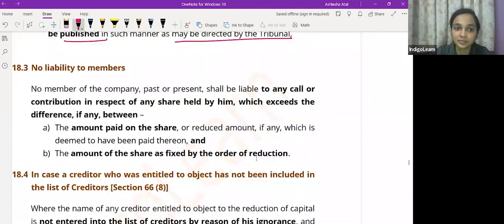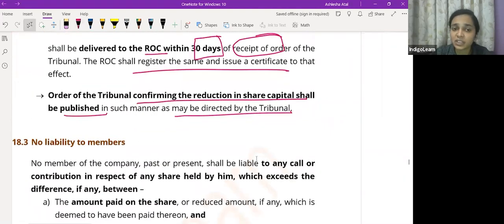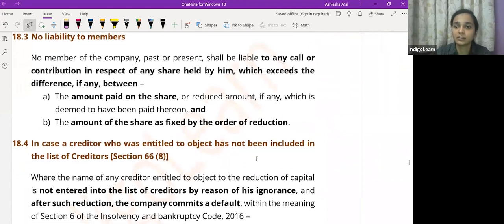Is this clear? ये पॉइंट समझ में आया ट्रिब्यूनल के ऑर्डर का? Yes, ma'am.